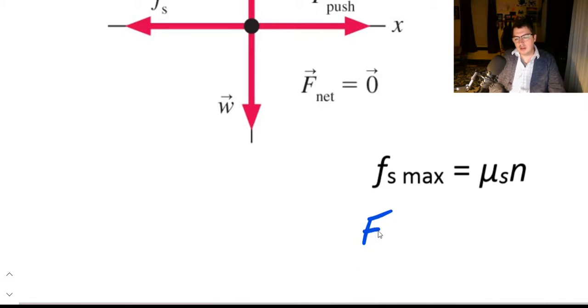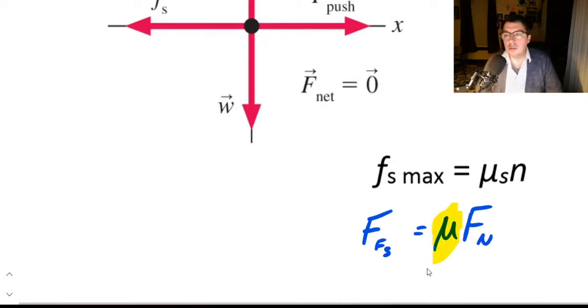So we will see this as F, the force of friction static, is equal to mu times the normal force. This Greek symbol mu is the coefficient of friction. That is a value that is determined by what surfaces we have in our system. So different combinations of surfaces have different coefficients of friction. Your textbook has a table that specifies different frictions.